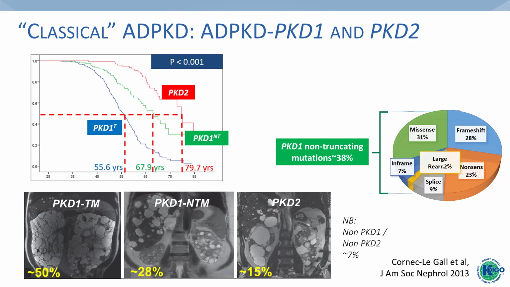Patients with non-truncating mutation of PKD1, approximately 1/3 of the patients with PKD1 variant, reach end-stage kidney disease at the median age of 68 years, in green, and patients with pathogenic variants in PKD2 have a median age at ESKD of 80 years. And so these three images here illustrate the different genotypes, with PKD2 patients tending to have fewer but larger cysts, with less detrimental effect on the renal parenchyma.